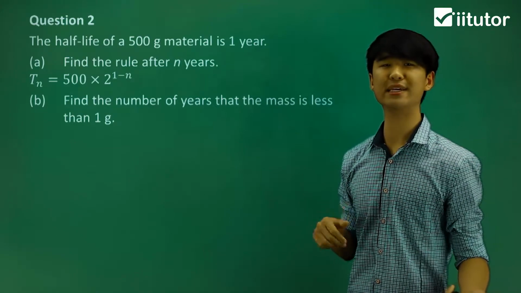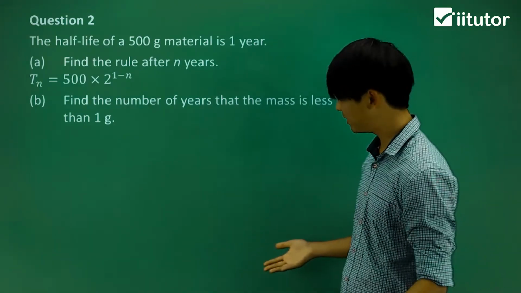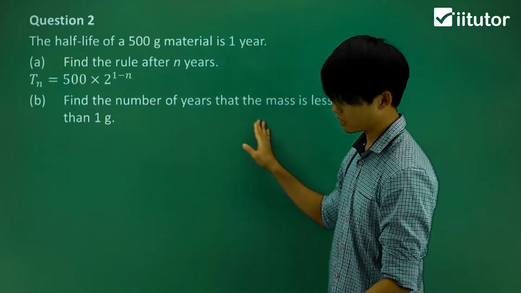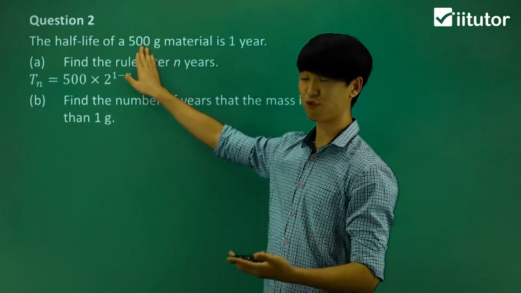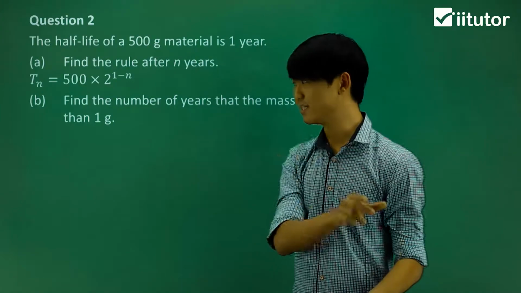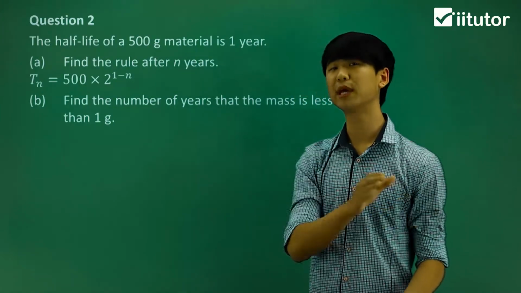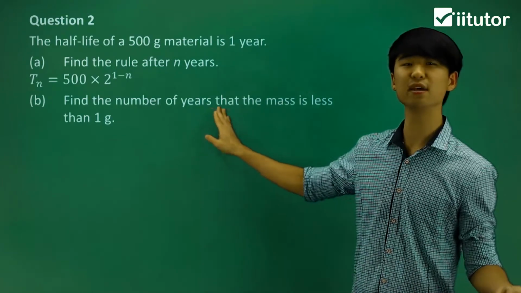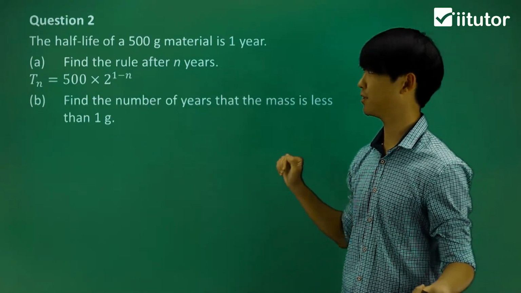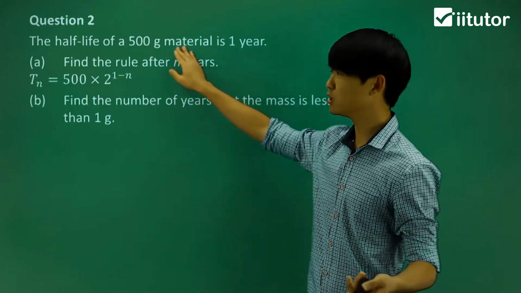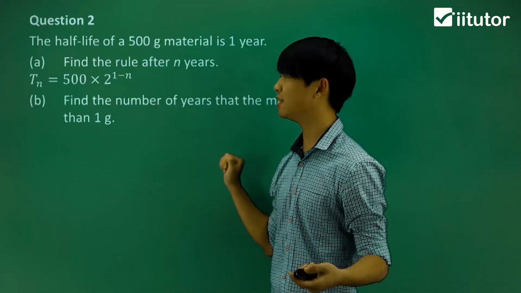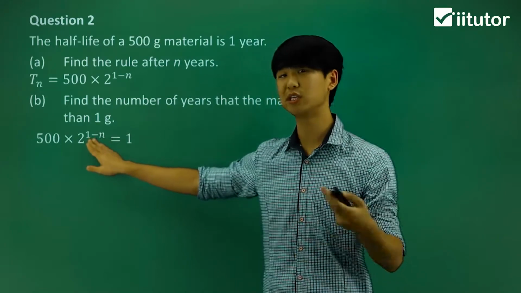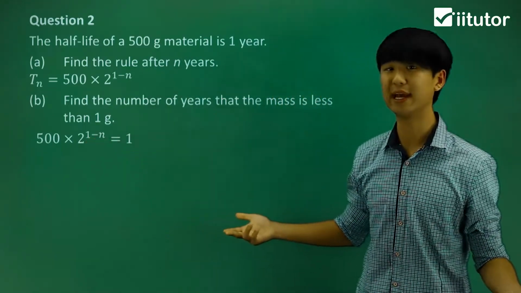Let's just leave that up there. In part B, it says to find the number of years until the mass is less than 1 gram. This 500 gram material is going to decay over a long period of time by a factor of half. The question is asking, after how many years will the mass be less than 1 gram? Currently it's 500 grams, so we can use this formula. If I let that formula equal 1 and solve for n, which is the number of years, then hopefully we can get the answer that way.